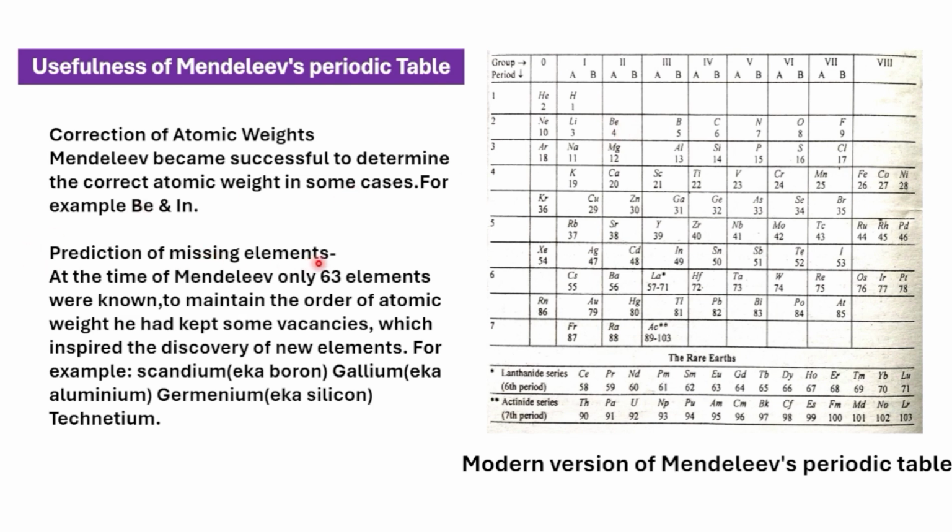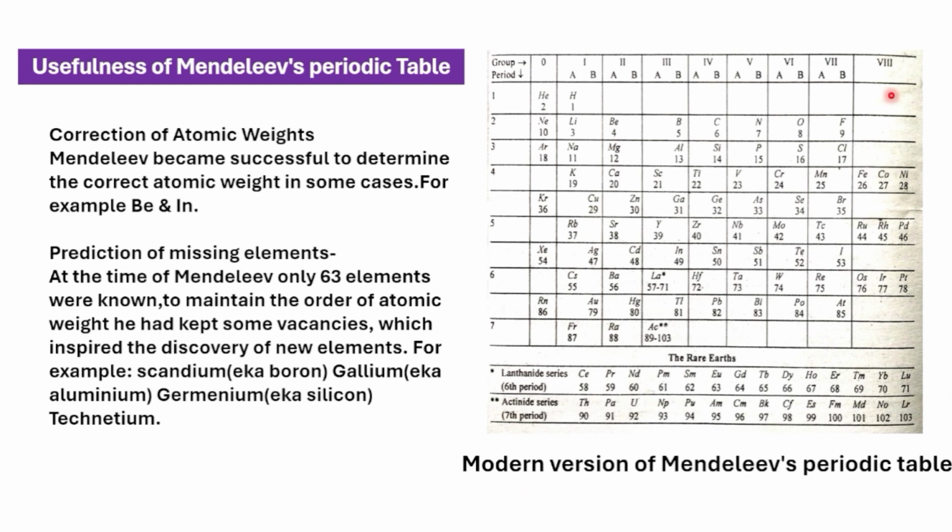Now prediction of missing elements. At the time of Mendeleev, they had only 63 elements known. Now to maintain the order of atomic weight, he had kept some vacancies, which inspired the discovery of new elements. For example, scandium, gallium, germanium, technetium. All these elements were not known at that time. So he kept vacancies, and in those vacancies, people assumed that yes, some other atom can be there. So that inspired people to find more and more atoms.